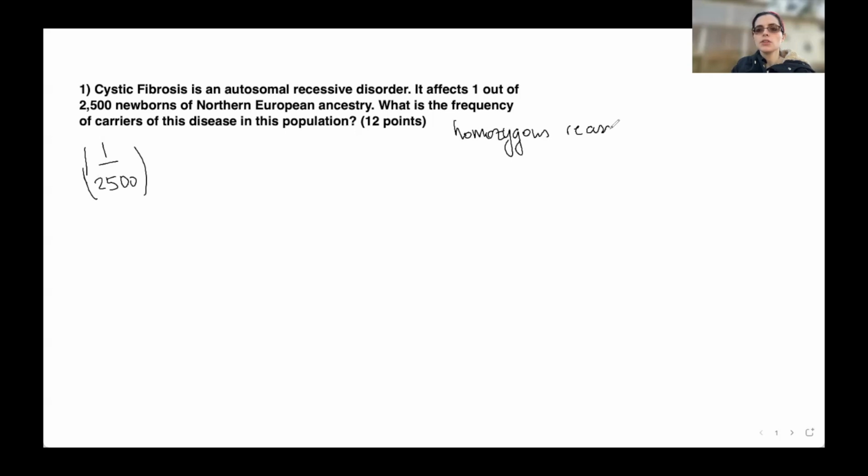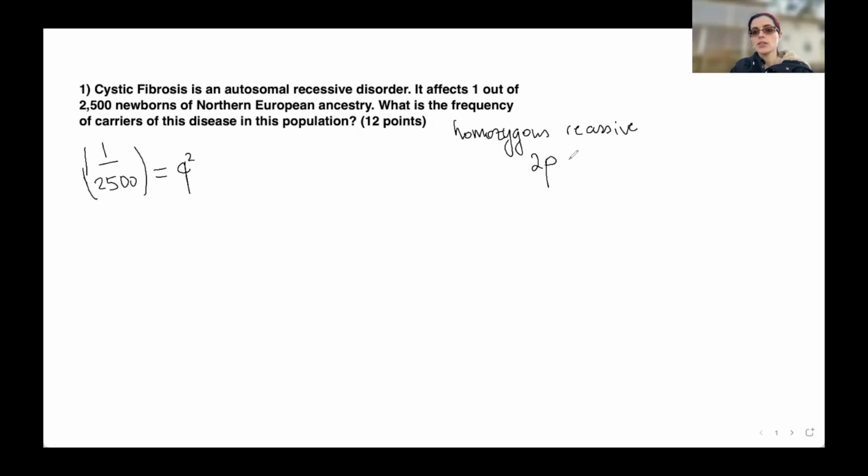Homozygous recessive. So 1 out of 2,500 is the frequency of homozygous recessive. According to our formulas, the frequency of homozygous recessive is given by q squared. Okay, so we are given q squared, and what are we asked to find? We're asked to find the frequency of carriers. Carriers are individuals that will have this recessive gene, but will not express it. That would be the heterozygous individuals.